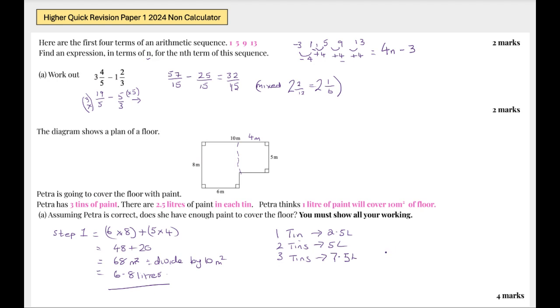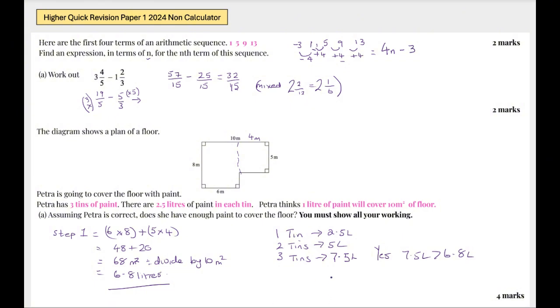So you could just write that, yes, she does. However you want to write it, I'm just going to put yes, and I'm going to put 7.5 litres to 6.8 litres. That's it. So that's the 4-mark question. It's all about making sure you understand the key piece of information. And when you're working out an area like a compound shape like this, just split it so it's easier for you to solve.